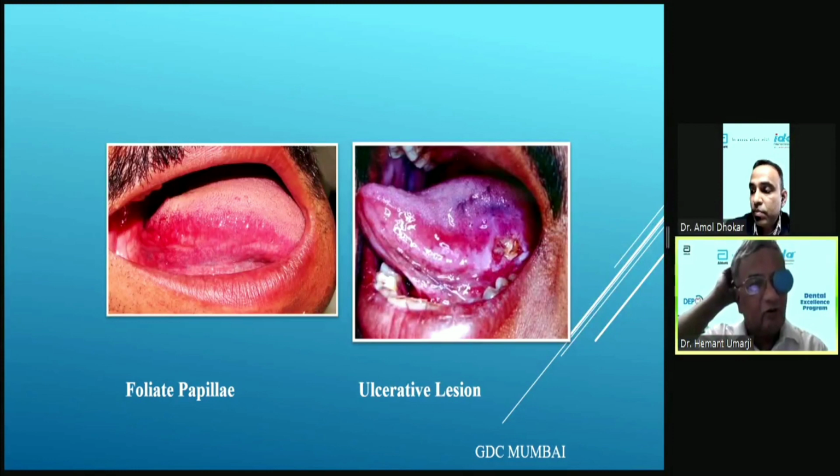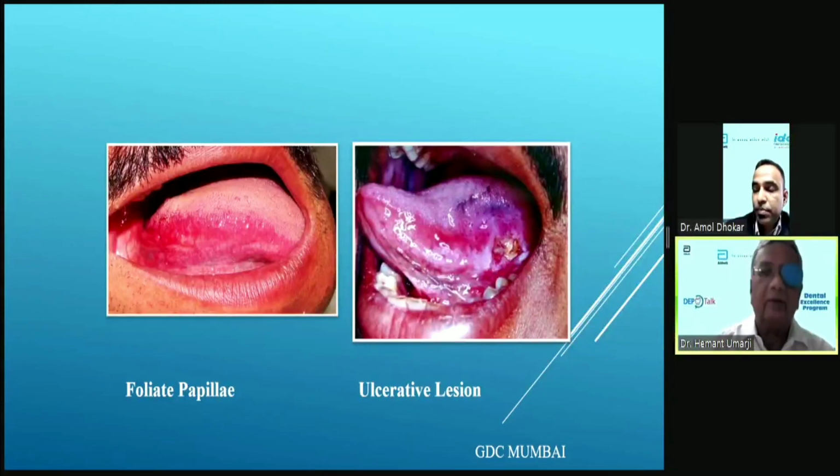Always remember that you may get normal patients who complain of burning pain in the foliate papillae region. So you have to reassure them that there is nothing wrong with you. That is just the foliate papillae.